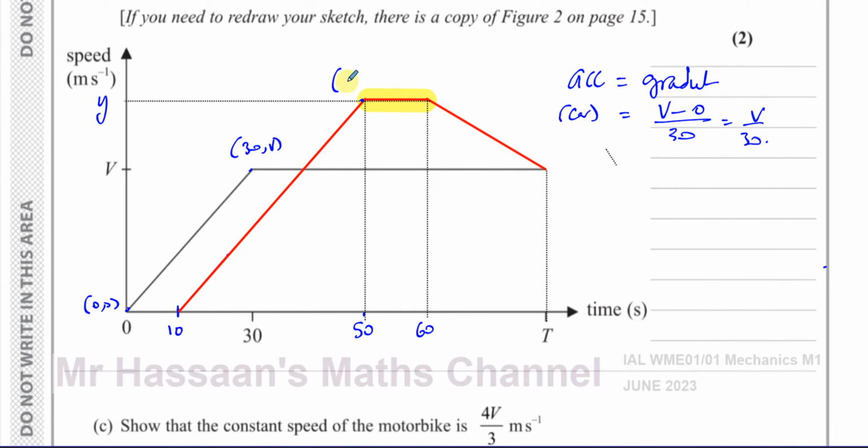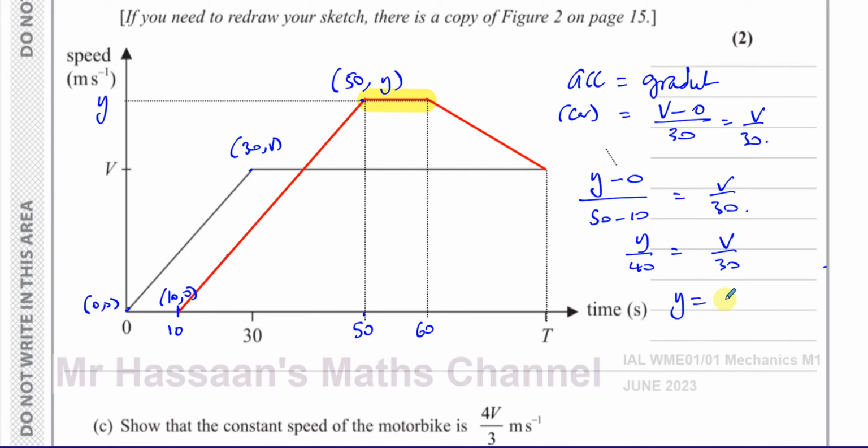So I know this point is 50, and I've called this point y, and the beginning of that line is 10, 0. So the gradient of this line must be the same as that gradient, which is v over 30. So I can say that y minus 0 over 50 minus 10 is equal to v over 30. So I can find what y is. That's y over 40 equals v over 30. If I multiply both sides by 40, I'll have 40v over 30. The zeros cancel out, so y equals 4 over 3 v, which is exactly what we had to show.